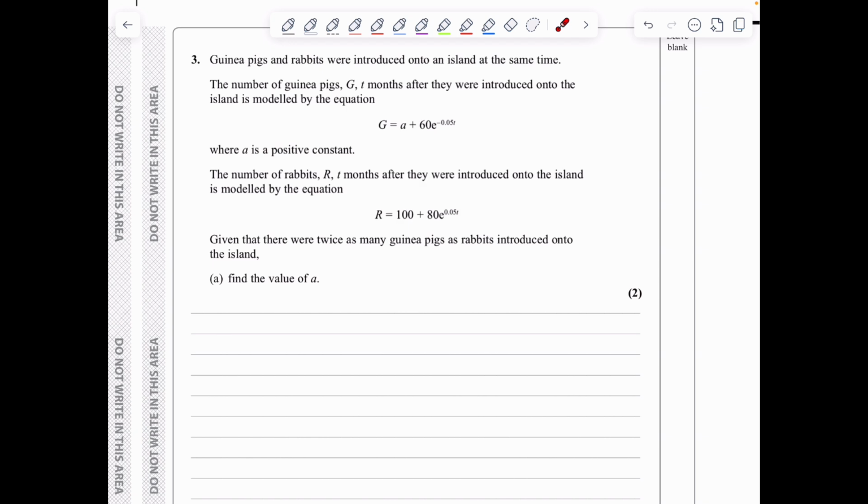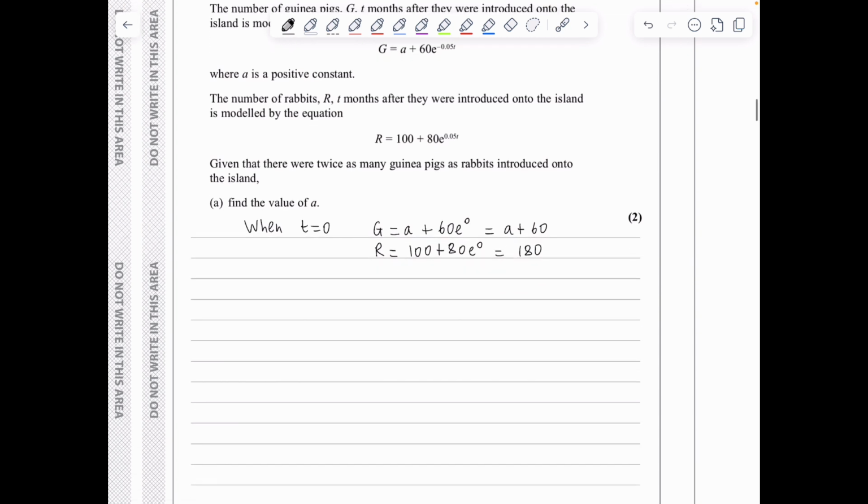So when they were introduced, this means that T is 0. So when T is equal to 0, we will start by finding G and then R. So G is equal to A plus 60 times e to the power of 0, which is of course A plus 60, whereas R is 100 plus 80 times e to the 0, which gives an answer of 180.